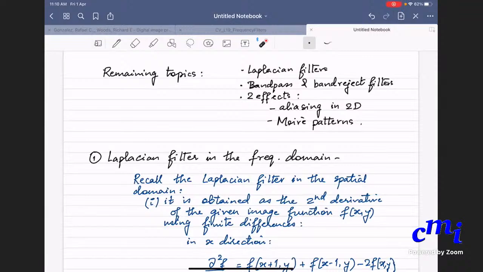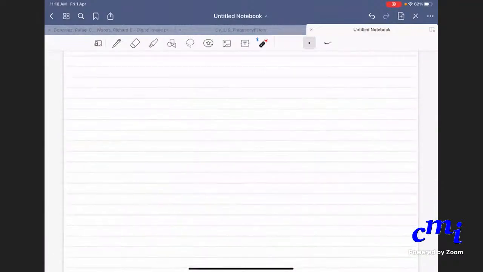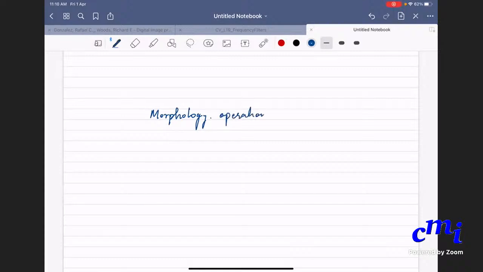There is one topic called morphology, which I don't know if I'm going to be able to cover in any detail. Morphology operations are certain set theoretic operations on an image. So what I'll do is either make a small assignment with morphology operations, or I will try to just demonstrate morphology operations in class without really going into too much detail.